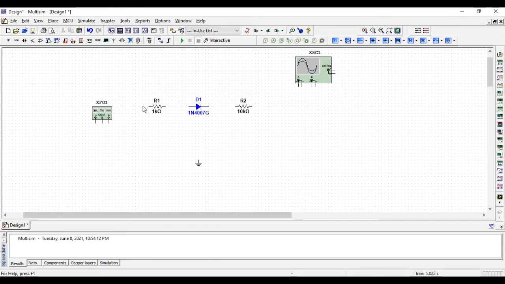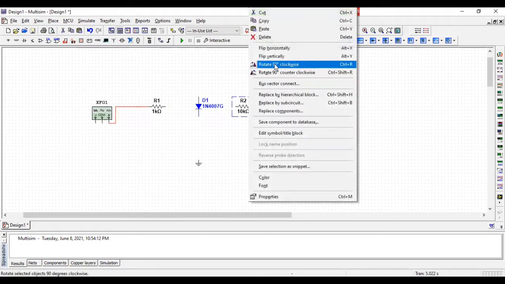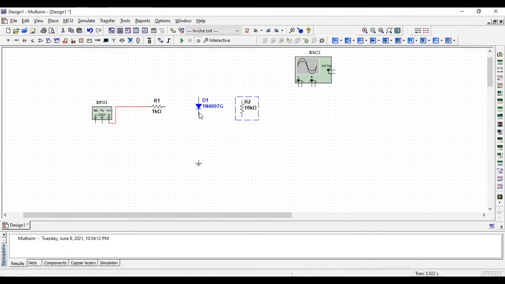All right, so what I'm doing is connecting this diode and the load resistance in parallel with each other. And we know that in a parallel combination, the voltage remains the same across the components. So let us do that first.